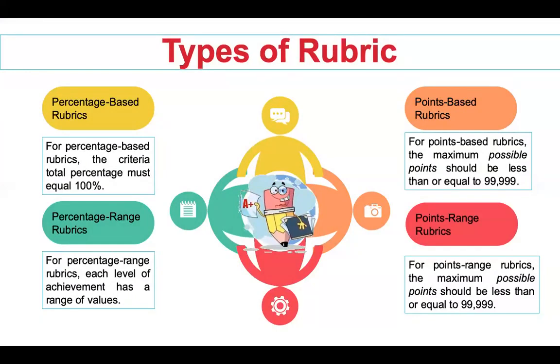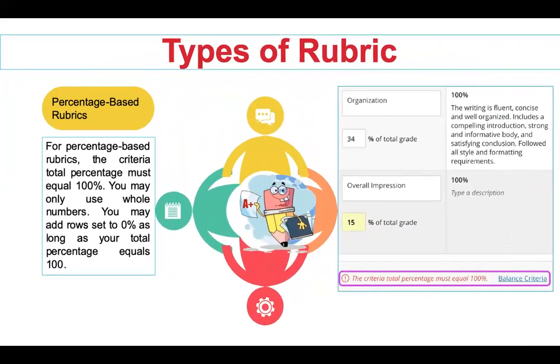Types of the rubric. We do have 4 types of rubrics: the percentage-based rubric, percentage range rubric, point-based rubric, and point range rubric. Let's have a look one by one.